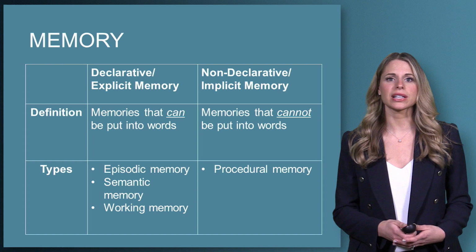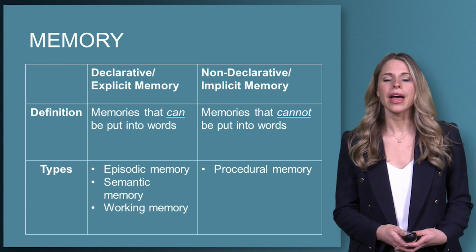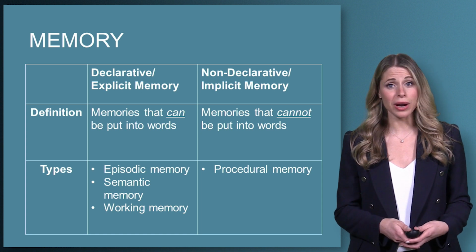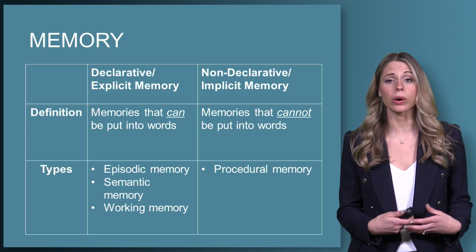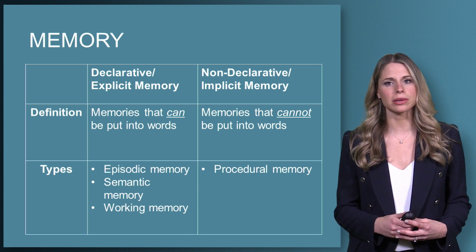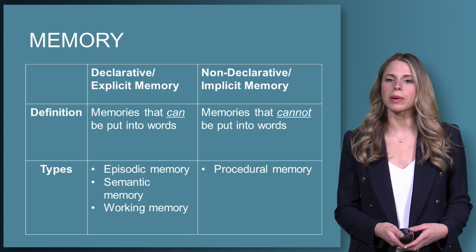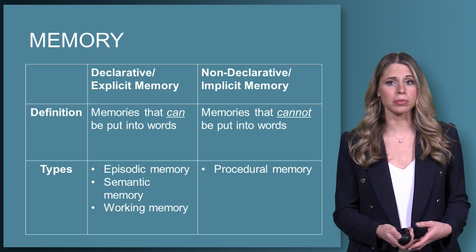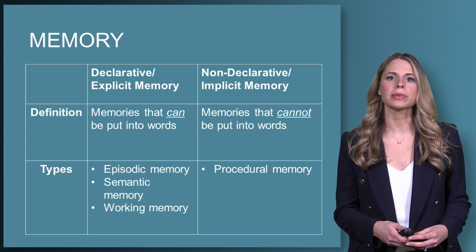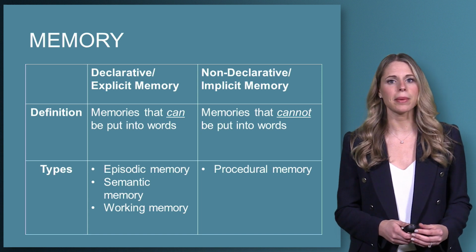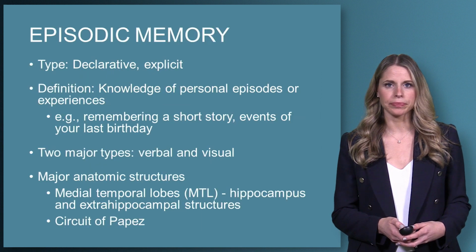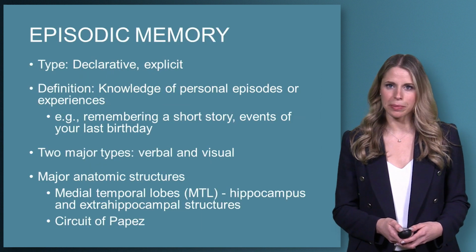Well, some people refer to declarative memory as explicit memory, and it refers to memories that can be put into words. This is to be contrasted with non-declarative memory or implicit memory, memories that cannot be put into words. And we're going to go through some examples. Non-declarative memory, the classic example is procedural memory, which we'll talk a little bit more about. And the subtypes of declarative memory that you should be aware of are episodic memory, primarily, as well as semantic memory and working memory.